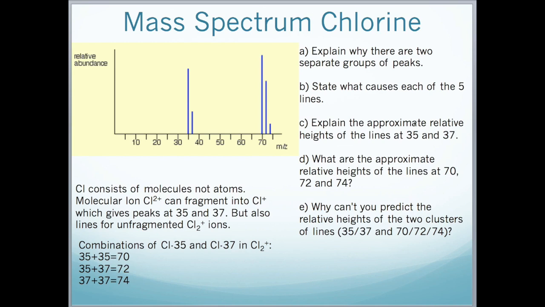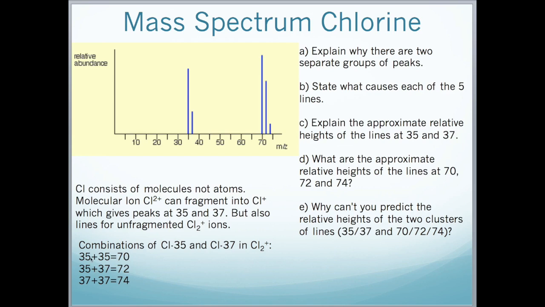B, state what causes each of the 5 lines. So 35, as we've already said, is the Cl+ ion. The 37 is the other isotope, which is the chlorine-37 ion. Then we have 70, 72, and 74, and that's just the combination of the two different isotopes.